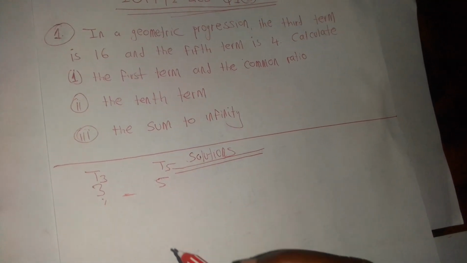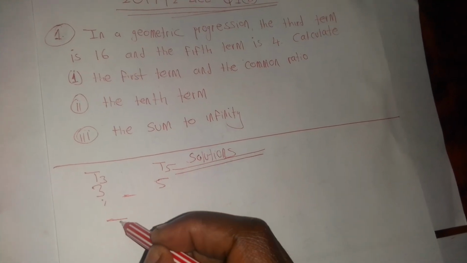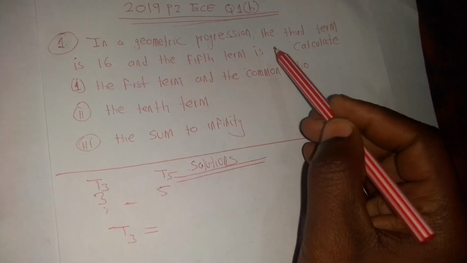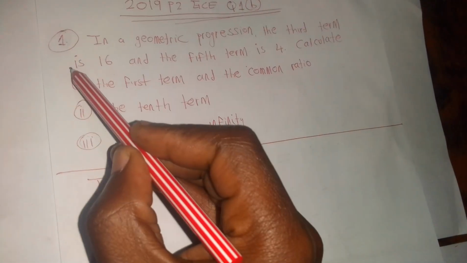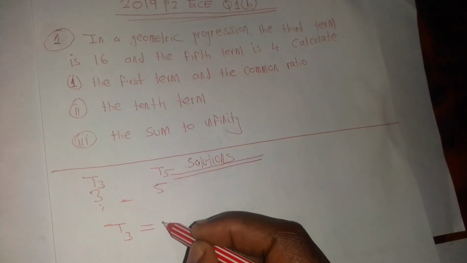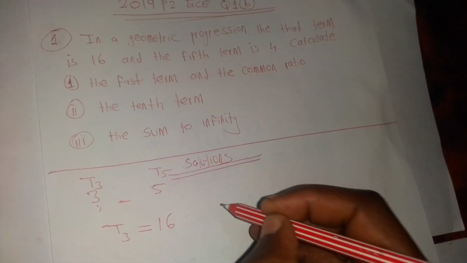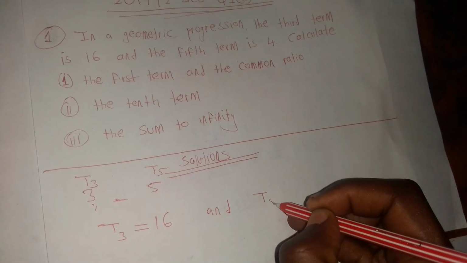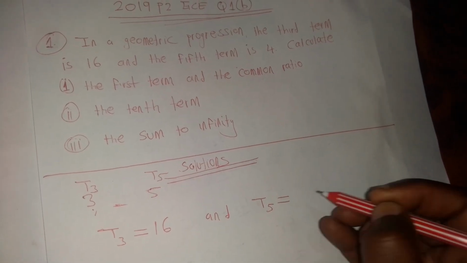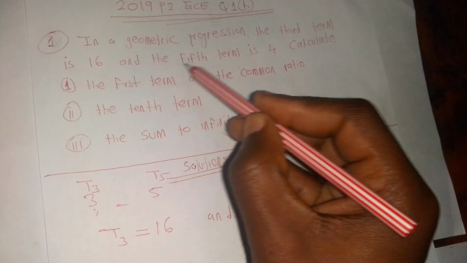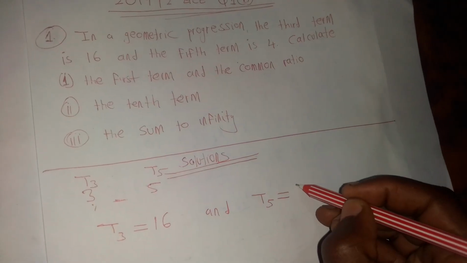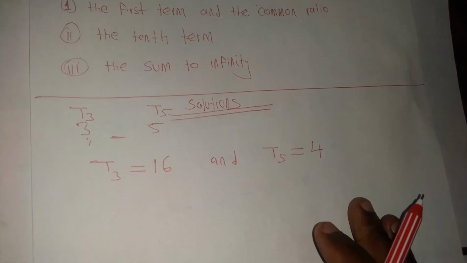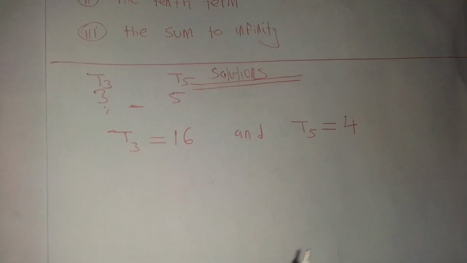So how do you do that? You say term number 3, the third term, as given here, is 16. And the fifth term, or term number 5, is 4. You come up with details like this.